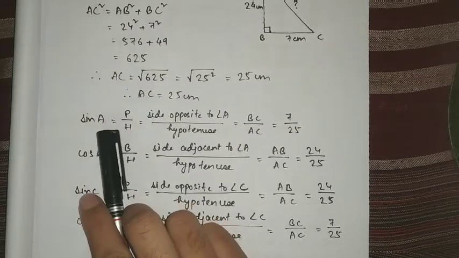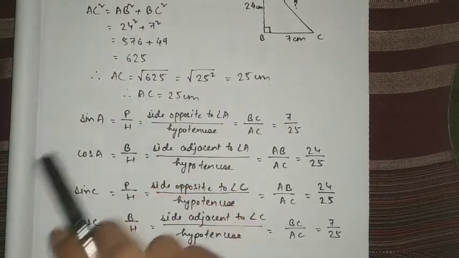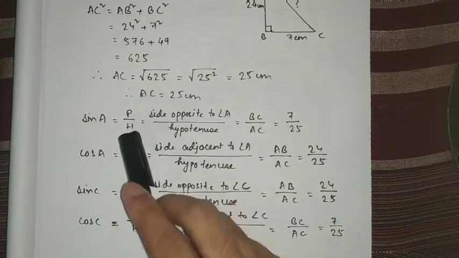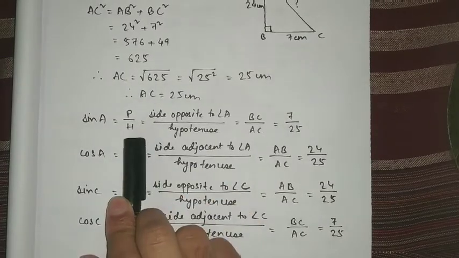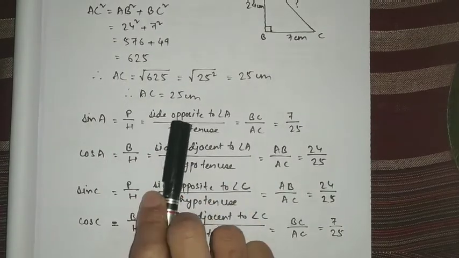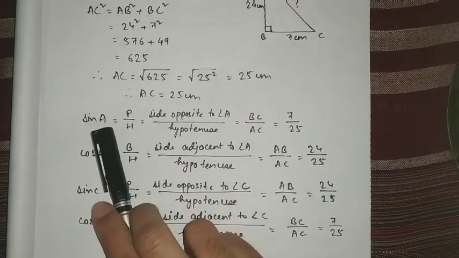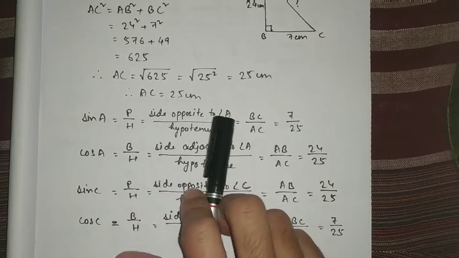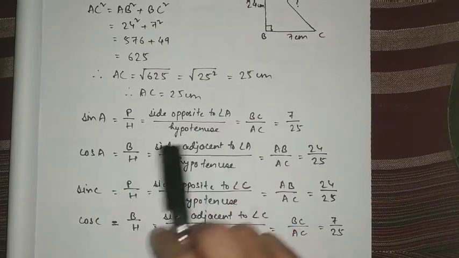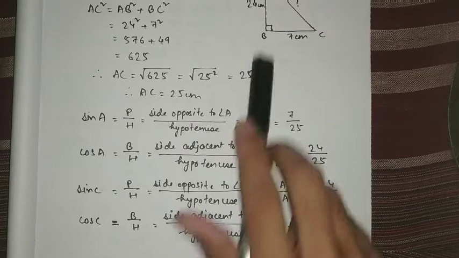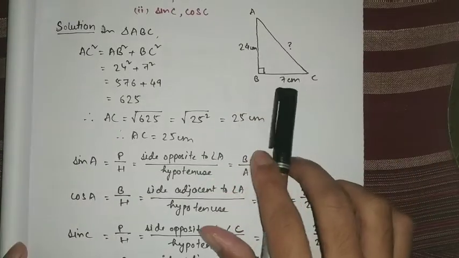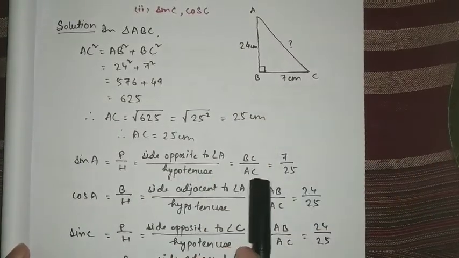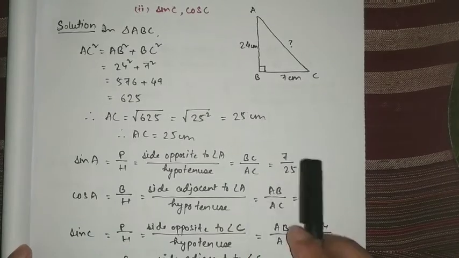So the first one is sine of angle A. From the line we get Some People Have, it is perpendicular by hypotenuse, and we know perpendicular is the side opposite to the given angle. Here the angle is A, so the perpendicular will be the side opposite to angle A, and hypotenuse is the same. The side opposite to angle A from the diagram is BC, and hypotenuse is AC, so we get BC by AC as 7 by 25.